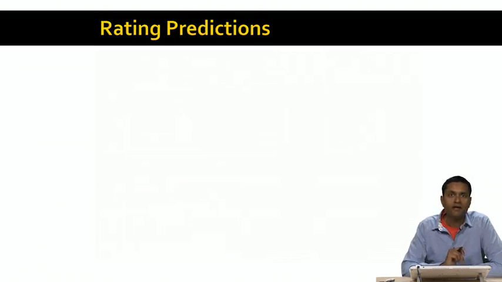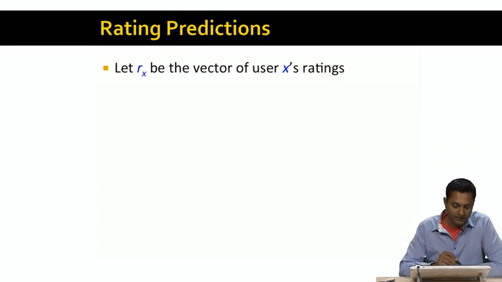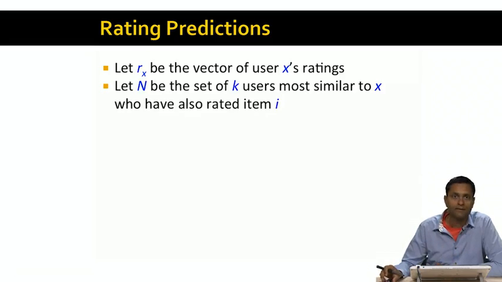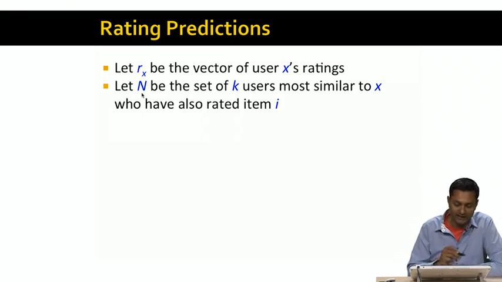Great, now we've come up with a way of estimating similarity between users. Once we have this, how do we actually make rating predictions for a user? So here's the problem. Let's suppose Rx is the vector of user X's ratings. We're going to use centered cosine similarity to find a set N of users, which we'll call the neighborhood. The neighborhood consists of k users who are most similar to X. We go through the set of all users, compute the similarity between user X and every other user, and select the k users with the highest similarity values and call that the set N.